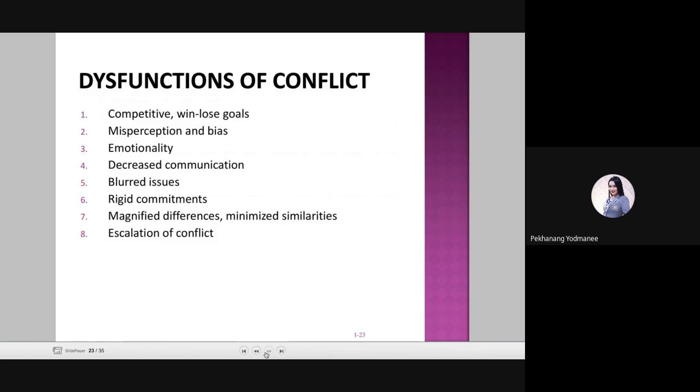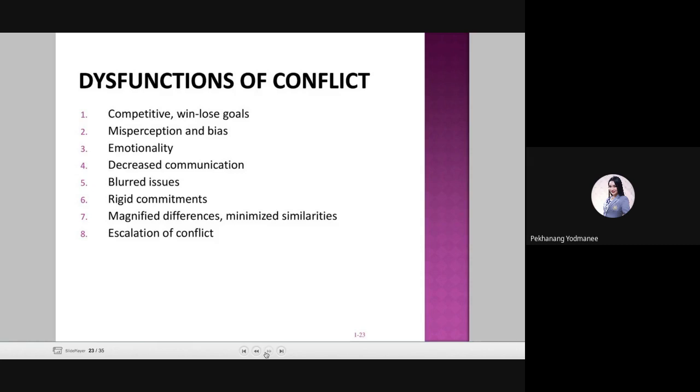The first one, competitive win-lose goals. Parties compete against each other because they believe that their interdependence is such that goals are in opposition and both cannot simultaneously achieve their objectives. Competitive goals lead to competitive processes to obtain those goals.